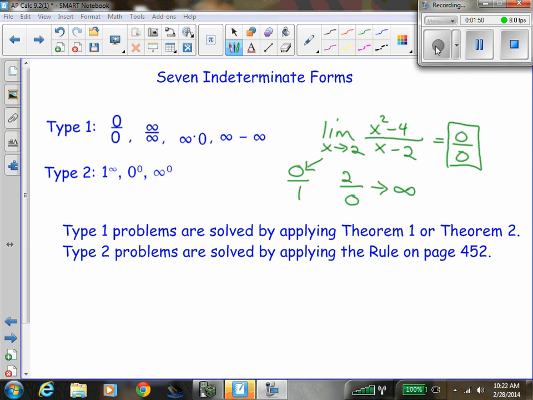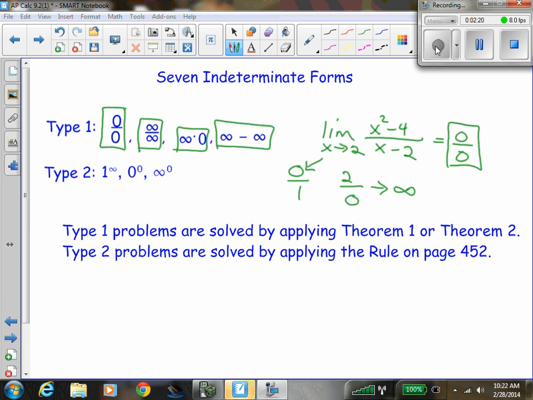Now, it turns out that there are 7 indeterminate forms, and in the book they divide them into 2 types. All right, the first type has the 0 over 0 as one of them. It has infinity over infinity. It has infinity times 0, and it has infinity minus infinity. Okay, and as we get to examples that illustrate each of those, I'll make some attempt at explaining why each of those would be indeterminate.